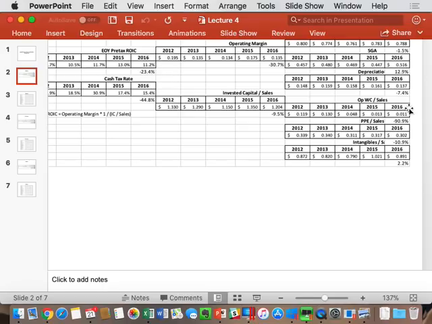Is that better or worse from a productivity standpoint? That's a whole lot better. They're spending 10 cents less per dollar of sales on working capital. Everybody see that? Now, last section, somebody said, but isn't that bad?